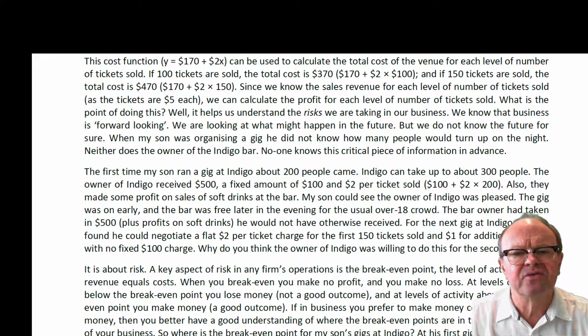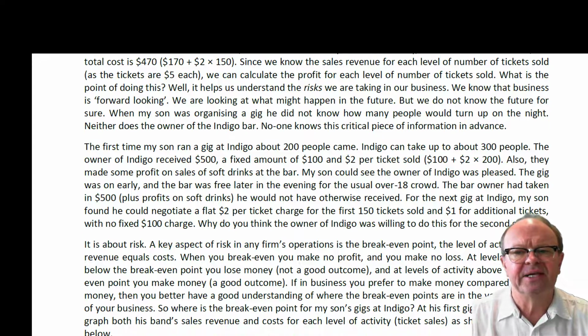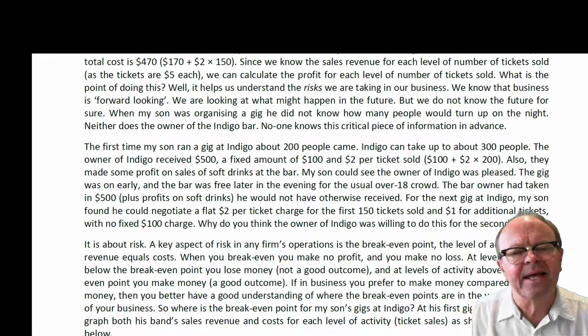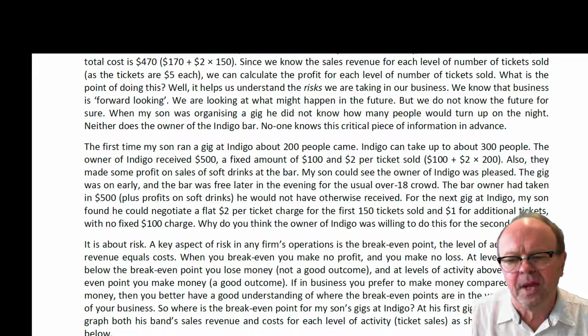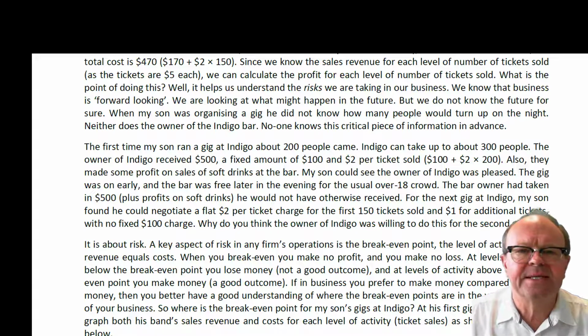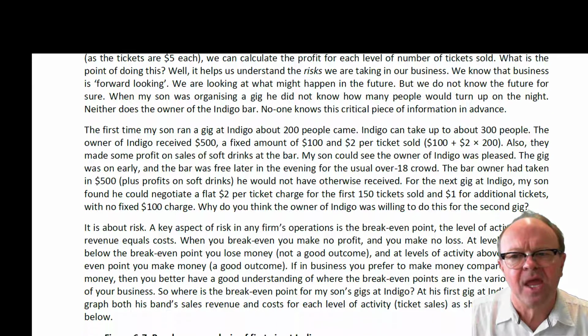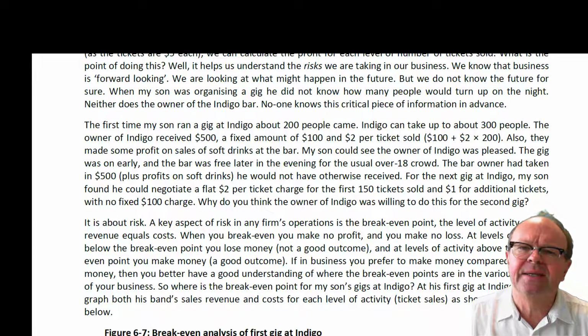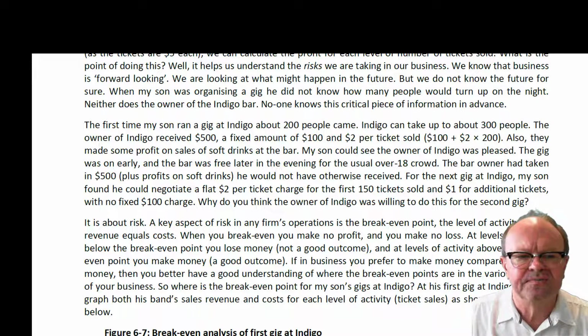Since we know the sales revenue for each level of number of tickets sold, as the tickets are $5 each, we can calculate the profit for each level of number of tickets sold. What is the point of doing this? Well, it helps us understand the risks we are taking in our business. We know that business is forward-looking. We are looking at what might happen in the future, but we do not know the future for sure.